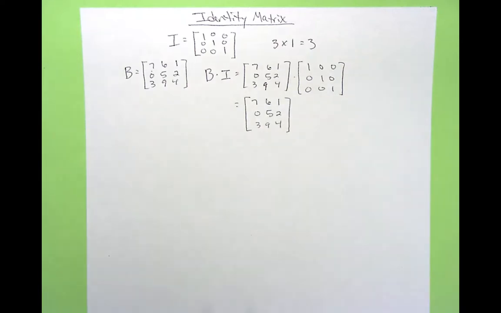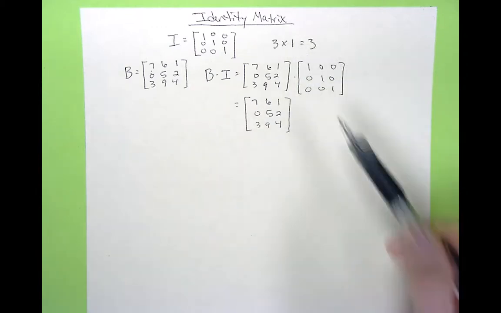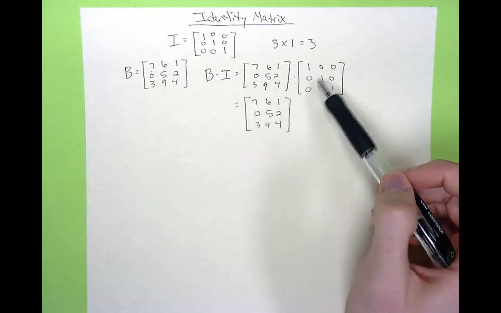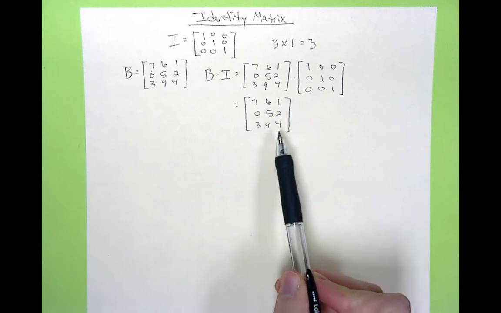So it's basically just like basic algebra here. When you multiply 3 times 1, you get 3. When you multiply a matrix times its identity, you get that matrix again. So I guess you can say this is the Bourne identity.